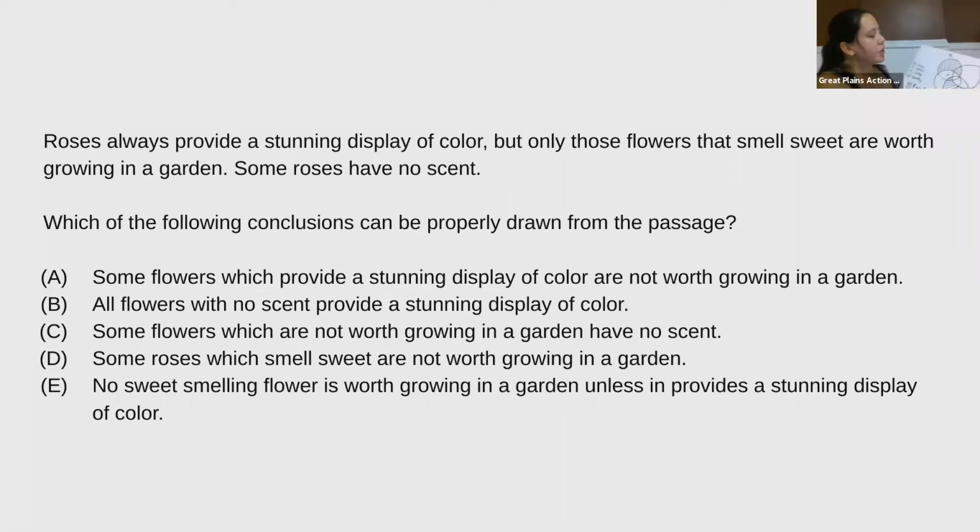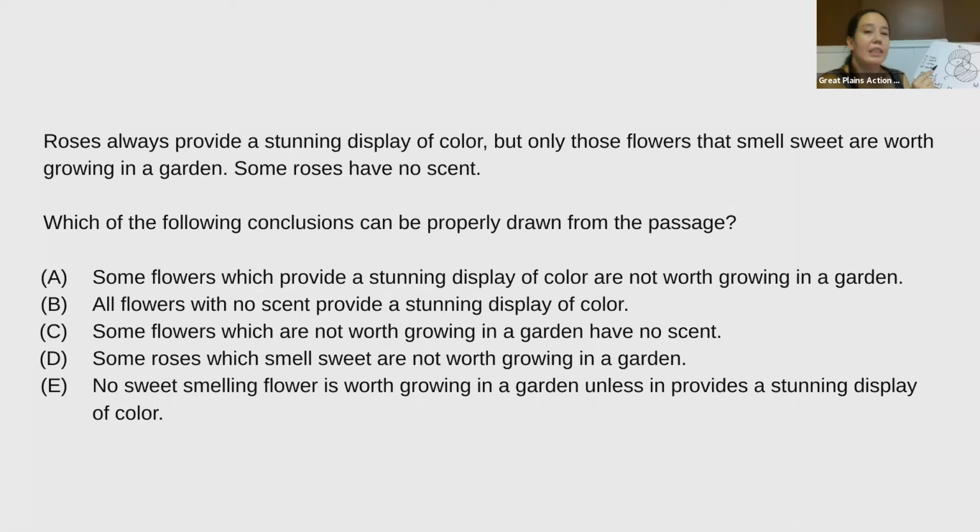I brought a backup board in case I had trouble drawing on the smaller board, because you really need to get big circles. Those are hard for me to draw. So we have our 4 circles: a circle for the category of things that are roses, a circle for things that smell sweet, a circle for things that have a stunning display of color, and things that are worthy of being in the garden.